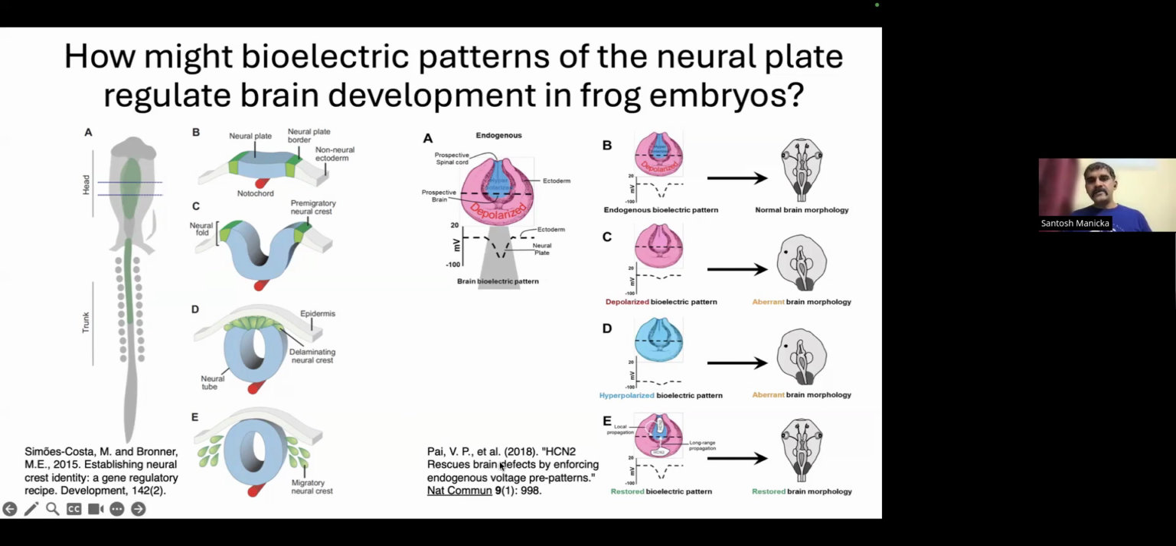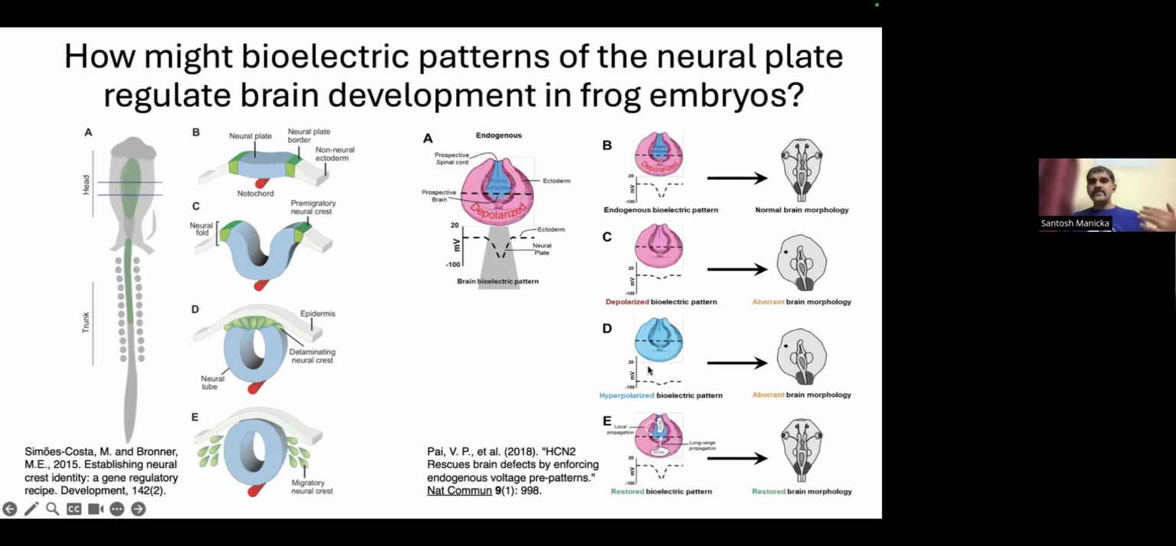What Pai in our lab found back in 2018 was that this neural plate has a characteristic bioelectric pattern. So the pattern looks like this. The flanking regions of the tissue are more depolarized. They have voltages closer to zero compared to the central regions of the tissue, which is more hyperpolarized. And it turns out if you disturb this pattern, then you will see developmental defects. For example, if you expose the embryo to nicotine, it will flatten this entire pattern and make all the cells assume a depolarized state. And that will lead to aberrant brain morphologies.